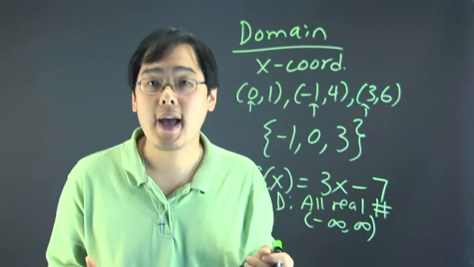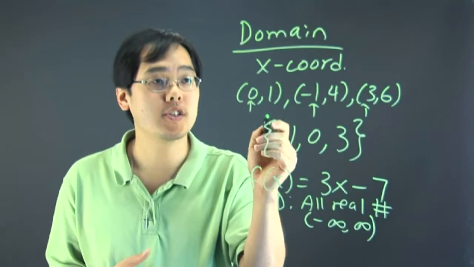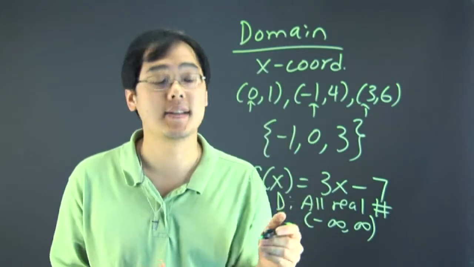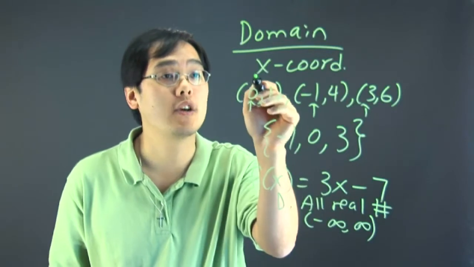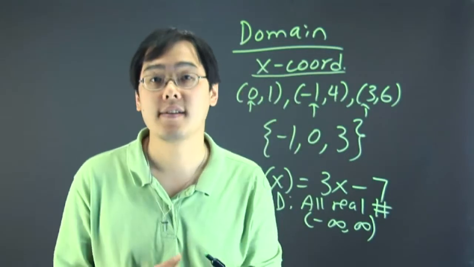And if you're given a graph, all you have to think about is how far does the graph go on the x-axis, and you can go from there. But that's the important thing about looking up domain, though: you look for the x values.